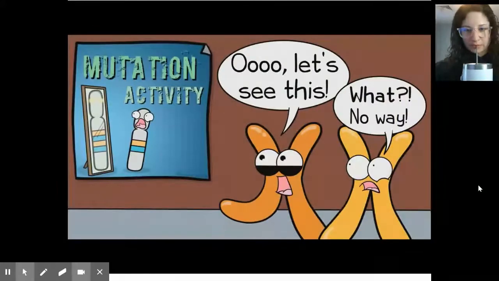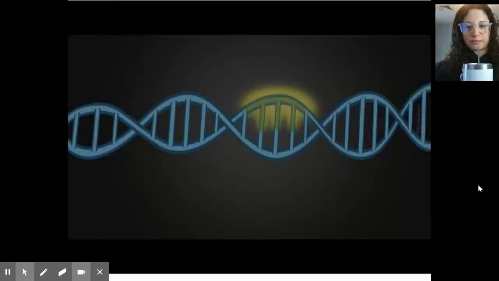mutations than what we care about. The idea is that there are many different kinds of changes that can happen. Every mutation is important.